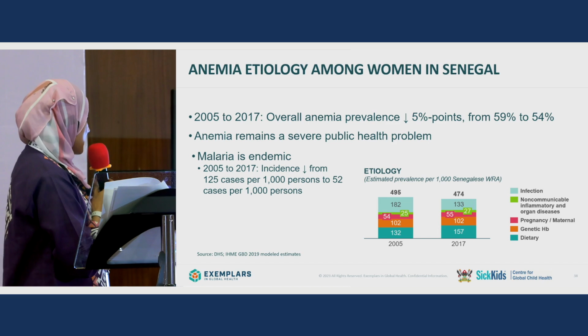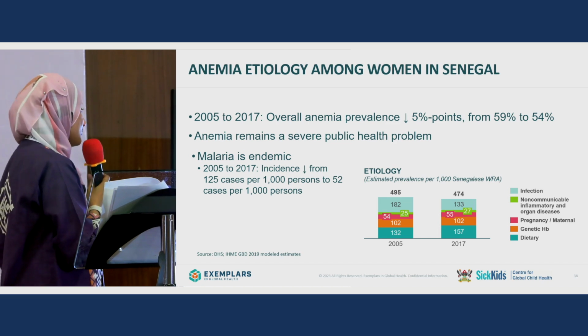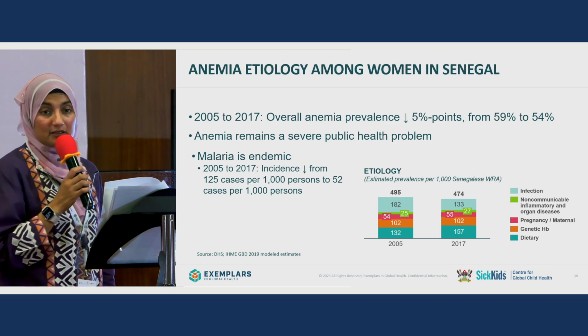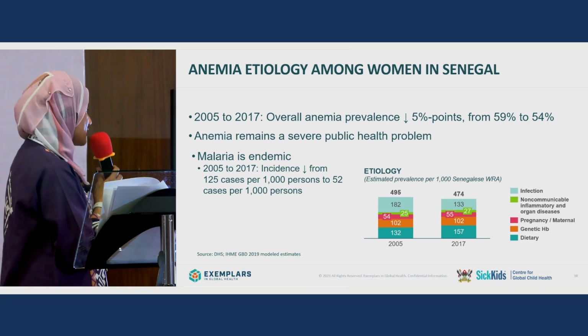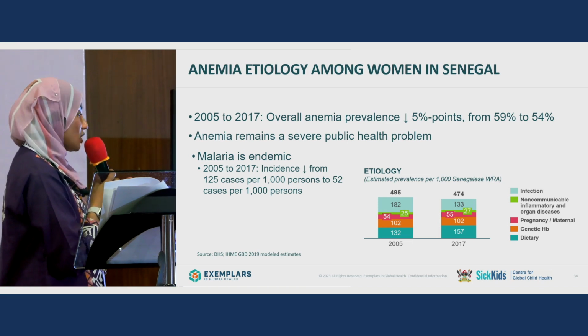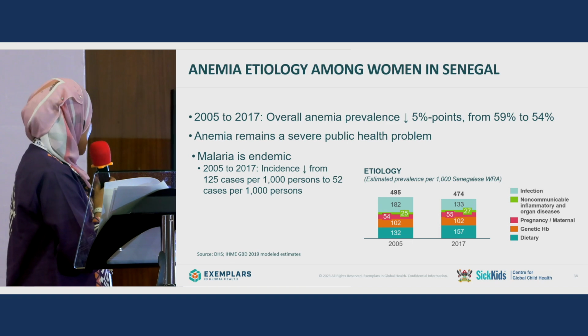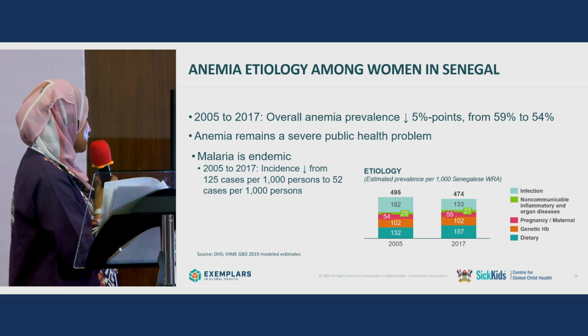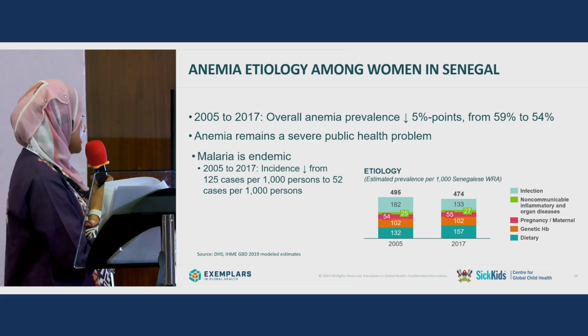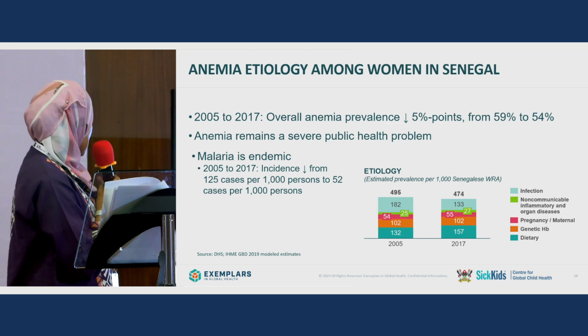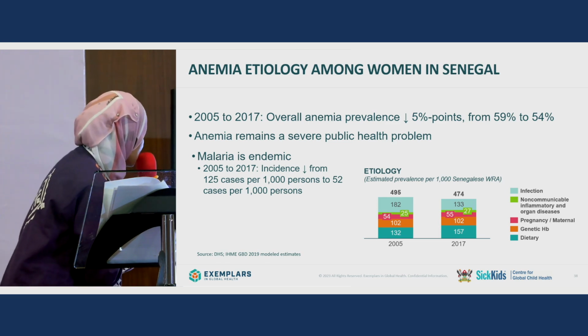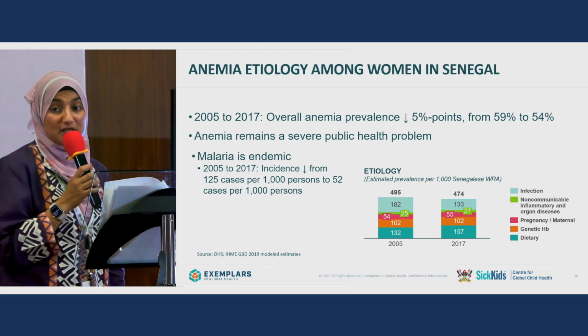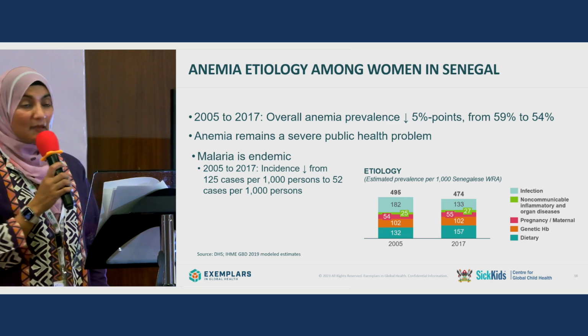From 2005 to 2017, the incidence of malaria also decreased significantly in the country, and that is also reflected in the etiology that was modeled by the Global Burden of Disease, where the proportion of cases due to malaria decreased from about 182 to about 133 during that time frame. Next slide, please.